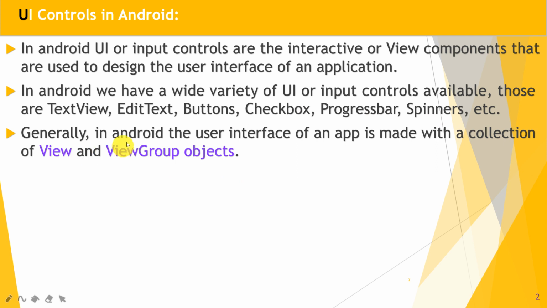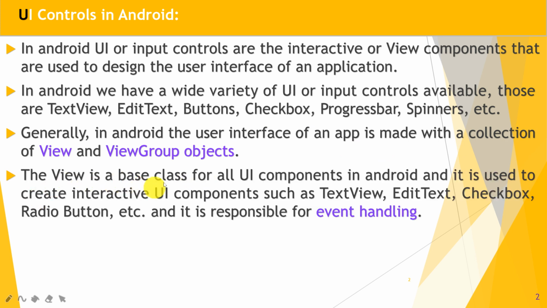Generally, in Android, the user interface of an app is made with a collection of view or view groups. Guys, we have already seen that the user interface of an app is made up of view or view group classes. Great. So view is a base class for all UI components in Android, and it is used to create interactive UI components such as TextView, EditText, checkbox, radio button, and much more. And it is responsible for event handling also.